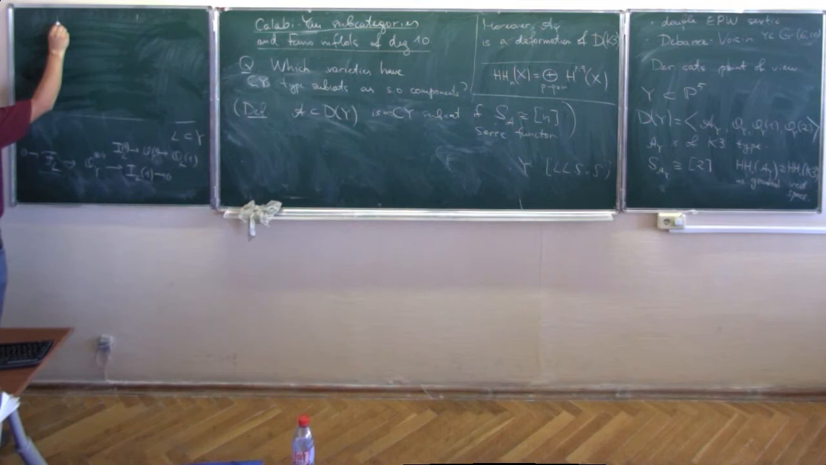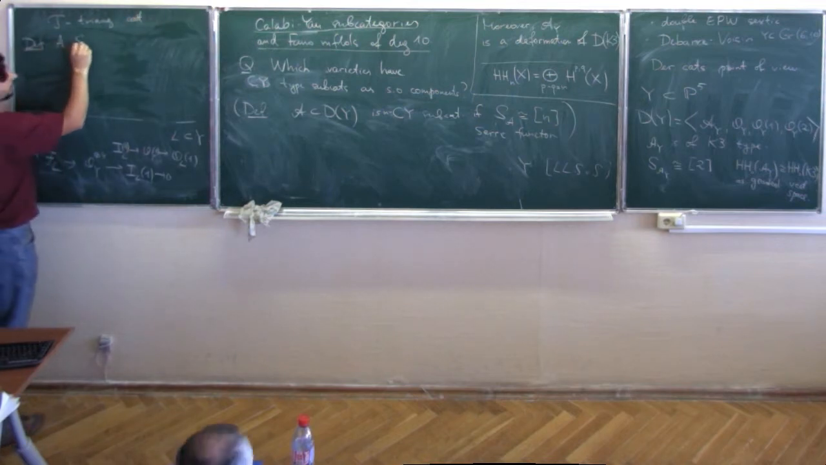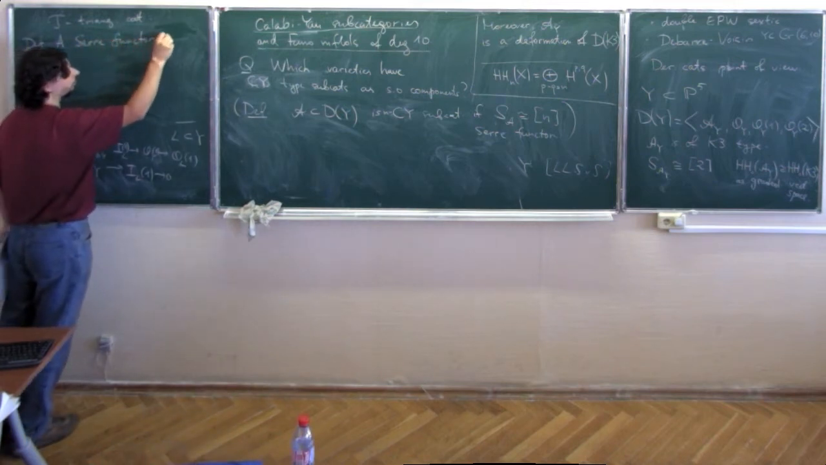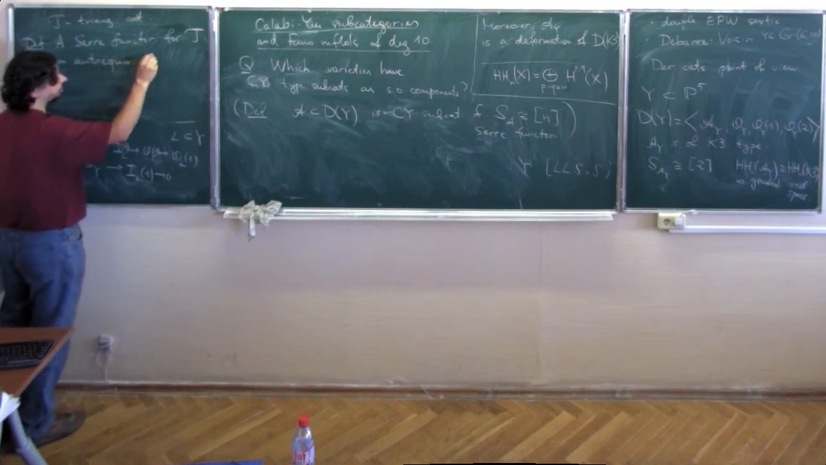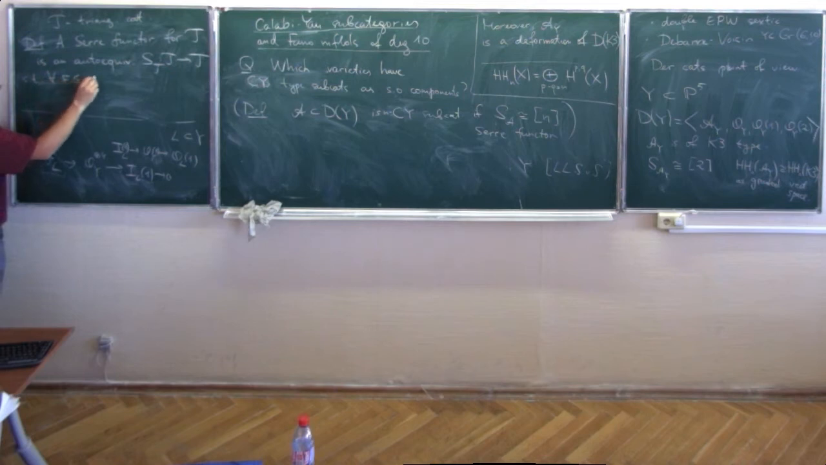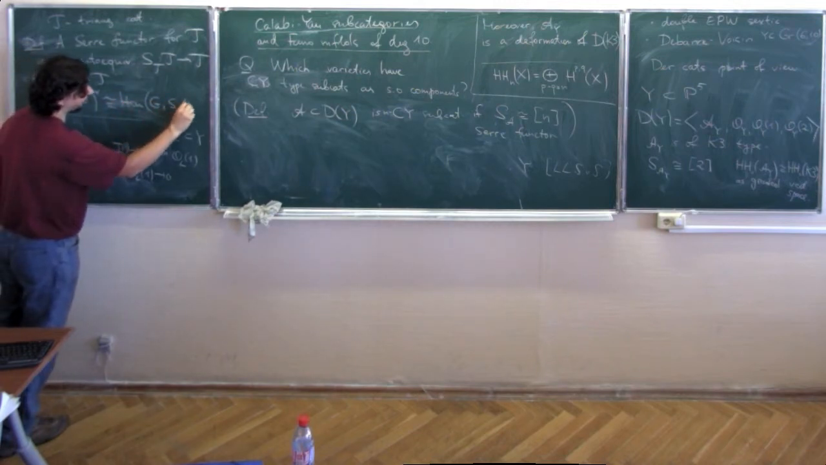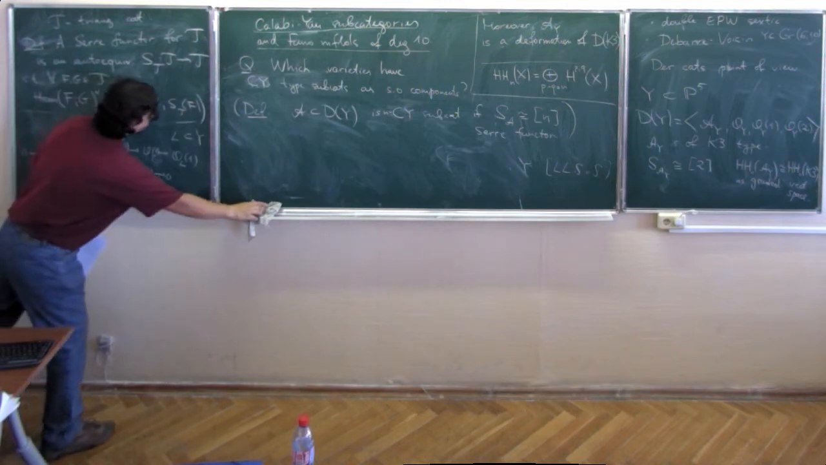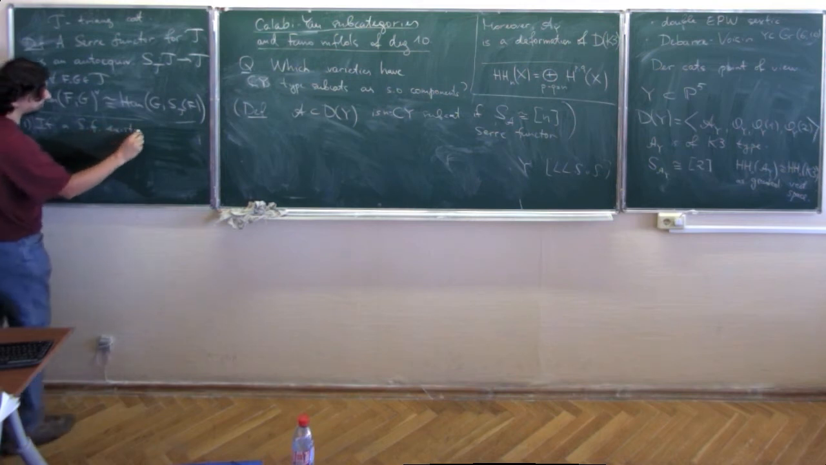So, if you have a triangulated category T, then the Serre functor for T is an auto-equivalence S_T from T to T, such that for any two objects F and G of your category, there is a functorial isomorphism between Hom from F to G dual and Hom from G to S_T of F. So this is the definition, and an important statement about the Serre functor is the following. The first statement is that if a Serre functor exists, then it is unique.